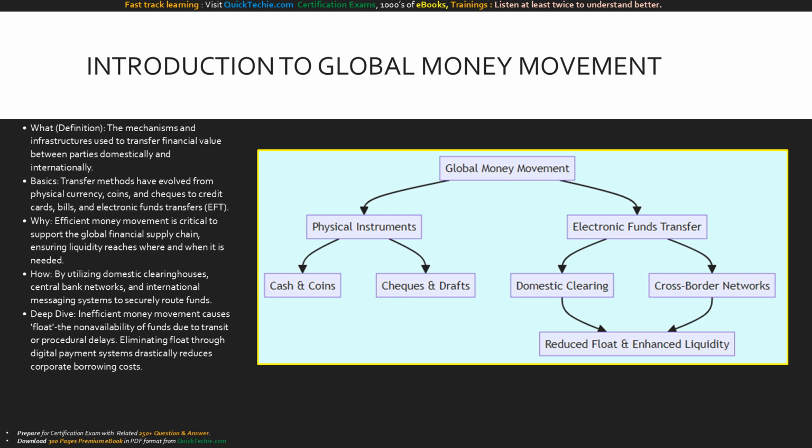Today, we will transition from traditional physical forms like currency and checks to the sophisticated realm of electronic funds transfer. When a corporate treasurer needs to move millions across borders, they don't use physical cash. They rely on vast, interconnected electronic banking networks. Why does this matter? Because inefficient money movement creates float, the non-availability of funds due to transit or procedural delays. Float costs companies millions in lost interest.